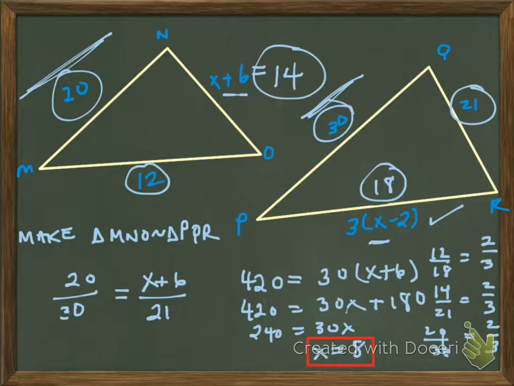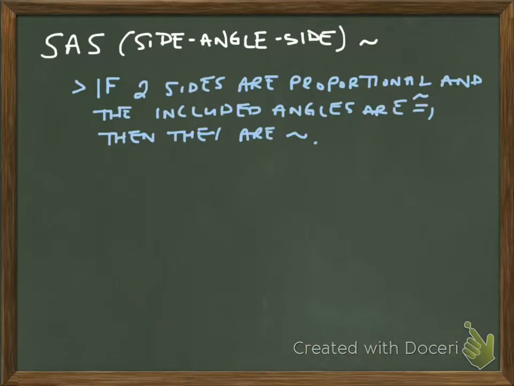All right, so that's pretty much it for side-side-side. We're going to go ahead and move on to side-angle-side similarity. Again, we're talking about similarity, not congruence. Side-angle-side similarity basically states that if two sides are proportional and the included angles are congruent, then they are similar. Again, included angle means the angle that is in between the two sides that are proportional.